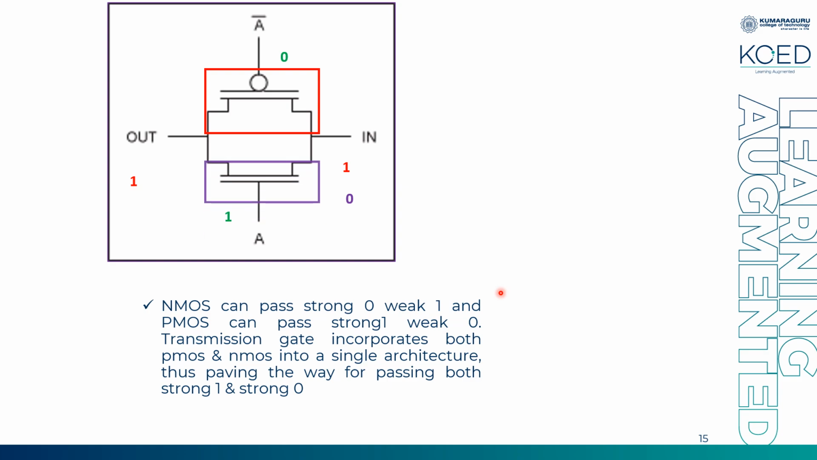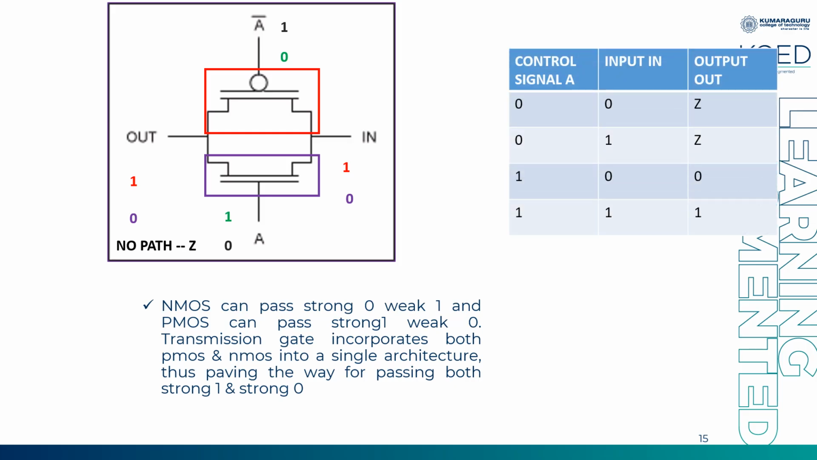And now if I have 0, my NMOS will be chosen because it is good at passing a good 0 or a strong 0. So what happens when my control signal is 0? A bar is 1 and A is 0. Both the transistors will remain in off condition. There is no path across this transmission gate logic, and whenever there is no path, it is called a floating state or high impedance.